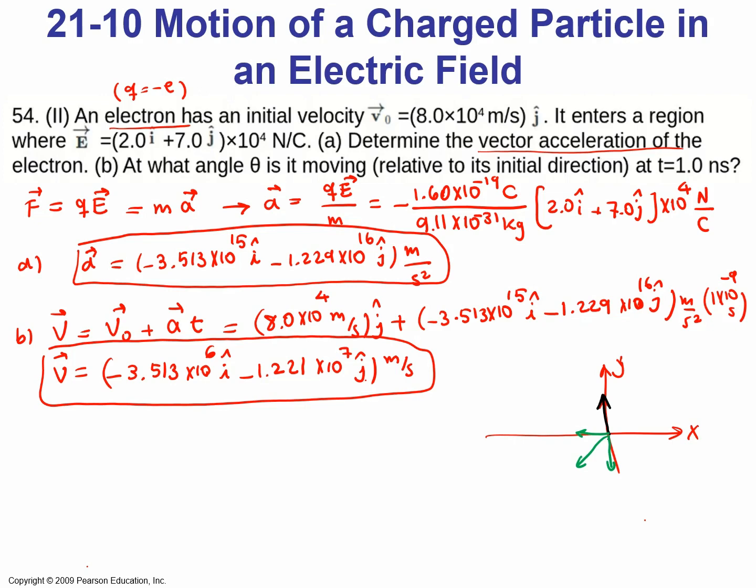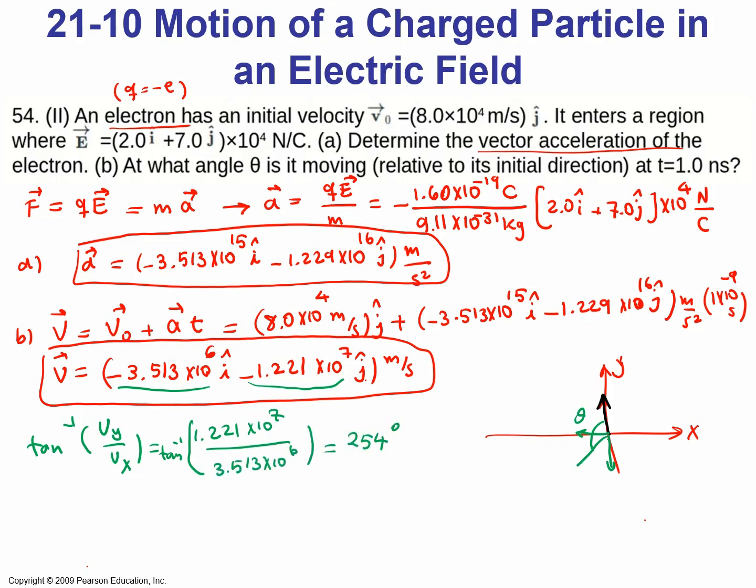So what we should do is take the tangent inverse of vy by vx. If we take the ratio between this component and this component, we will have tangent inverse of 1.221 times 10 to the power 7 divided by 3.513 times 10 to the power 6. So this gives us 254, or minus 106 degrees relative to the x-axis.